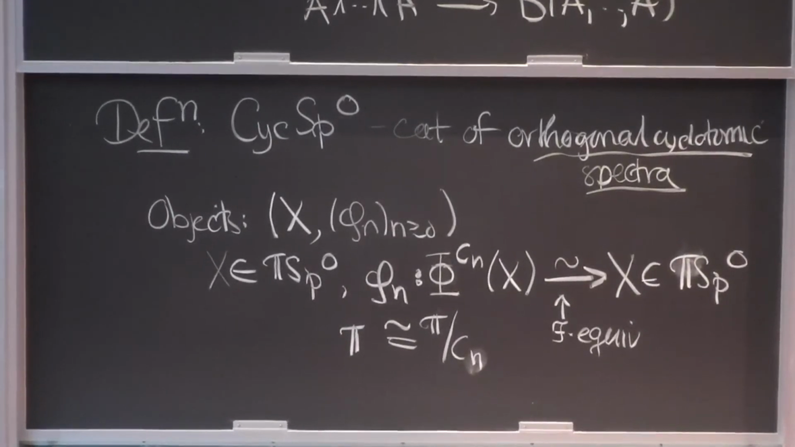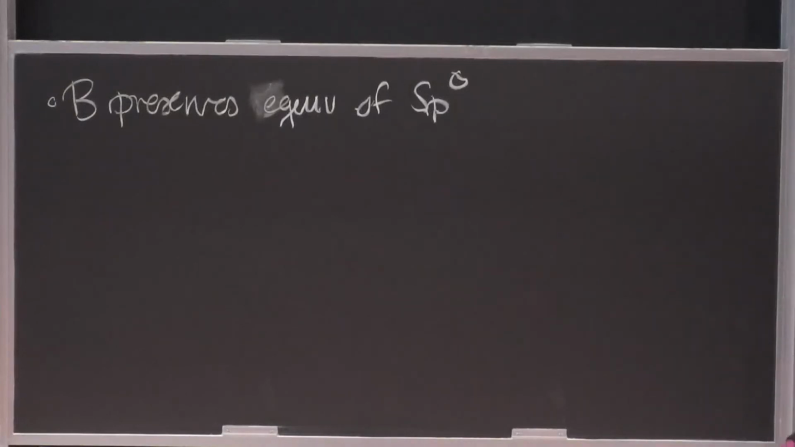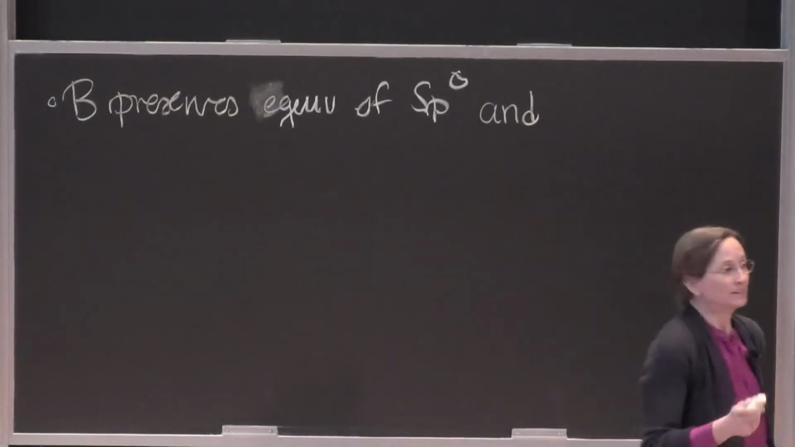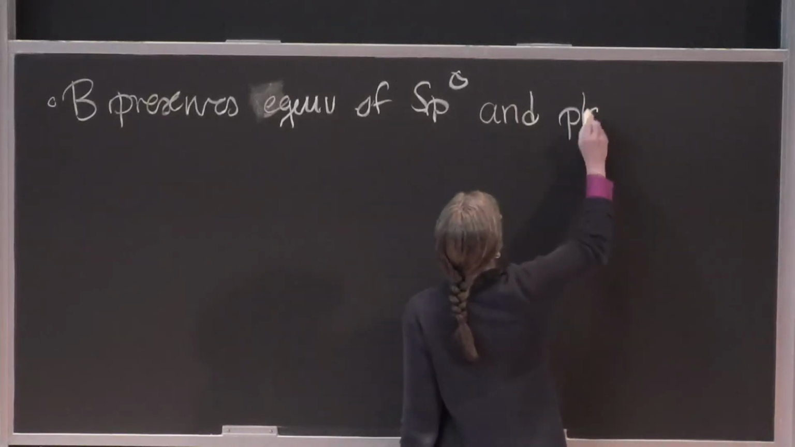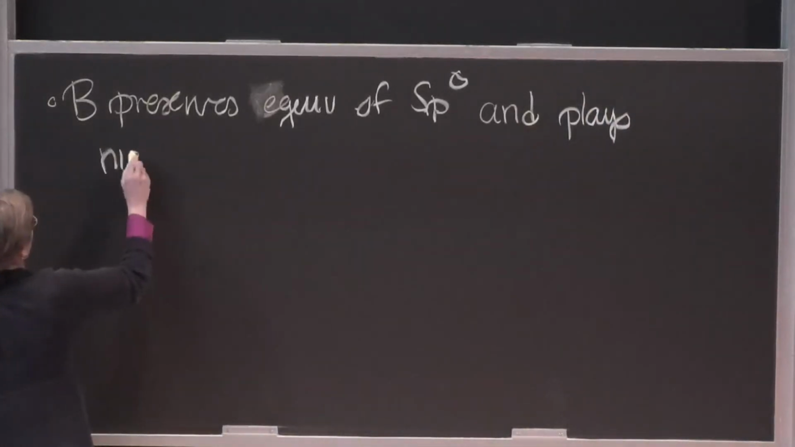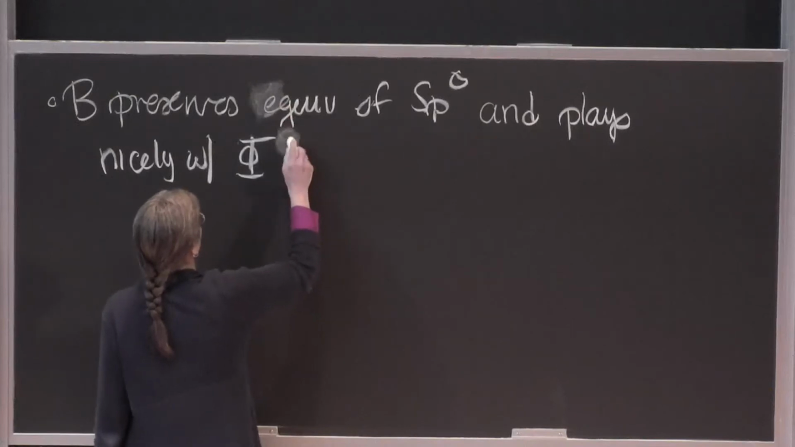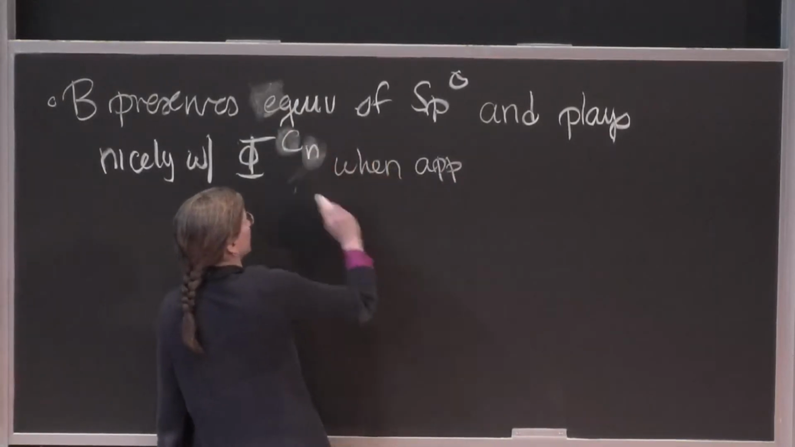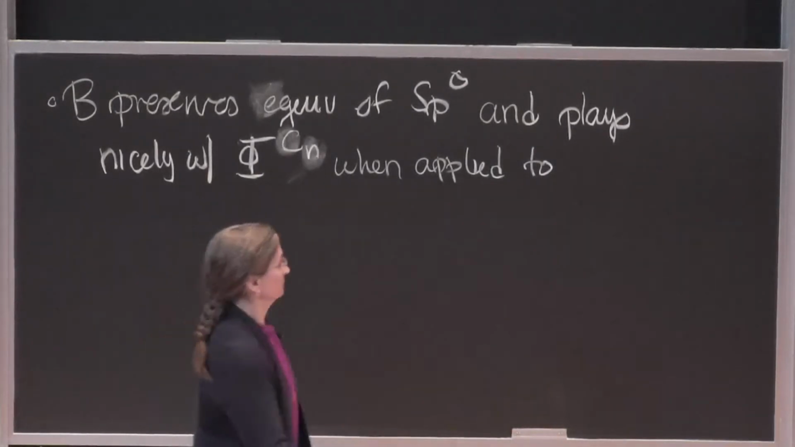So it preserves equivalences of orthogonal spectra, and moreover, it works nicely together with geometric fixed points. I'm not going to explain in too much detail right now because I don't have very much time, but I'll just say it plays nicely with geometric fixed points, or let's say with phi of C_n, when applied to actually n copies of A.